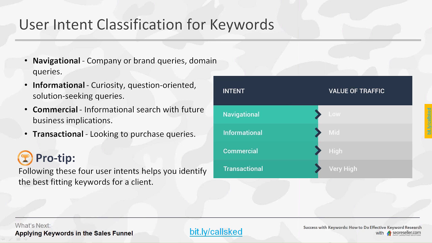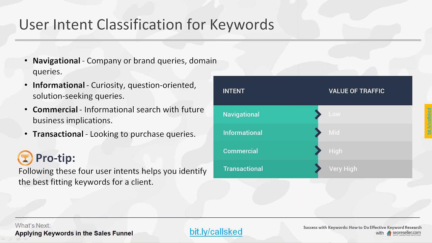Commercial keywords are a little different. Commercial keywords are informational keywords. However, they have future business implications. Take, for example, Thailand activities, Thailand scenery, Thailand provinces, which are informational terms. But if you start putting in Thailand vacation packages, they become commercially intentioned. Thailand vacation, Thailand hotels, or specifically even if they type in Bangkok hotels, these are commercial keywords.